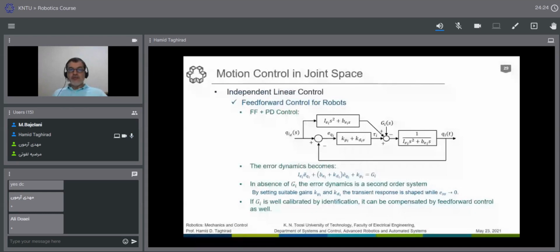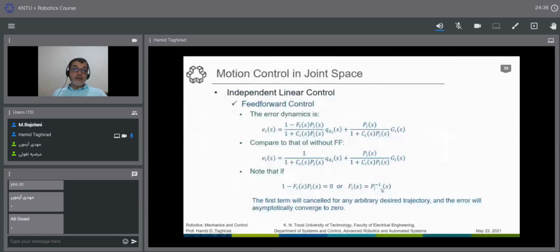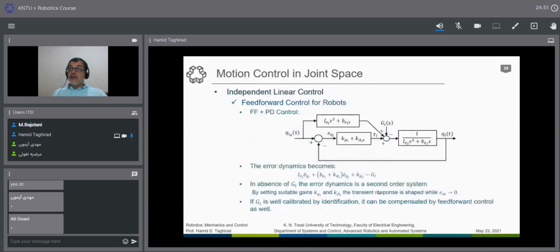Other than the need for having the model, does it have any other drawbacks to use feed-forward? Of course. The model should be invertible. So if you have a non-minimum phase system and you add the inverse of that, it becomes unstable. I don't say the closed-loop system becomes unstable, but you're adding something unstable. You have a very good and stable system, and you are adding an unstable controller to it. And this is not usually very practical and preferable.